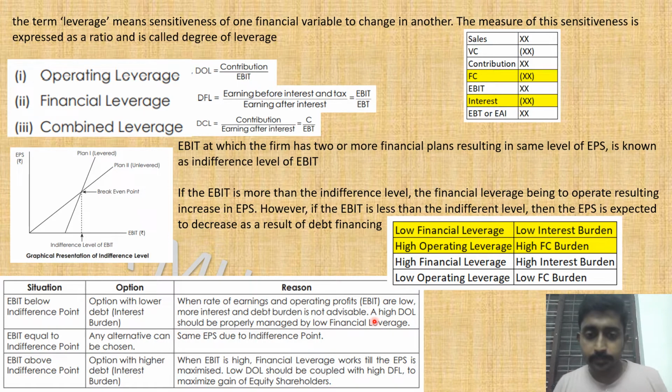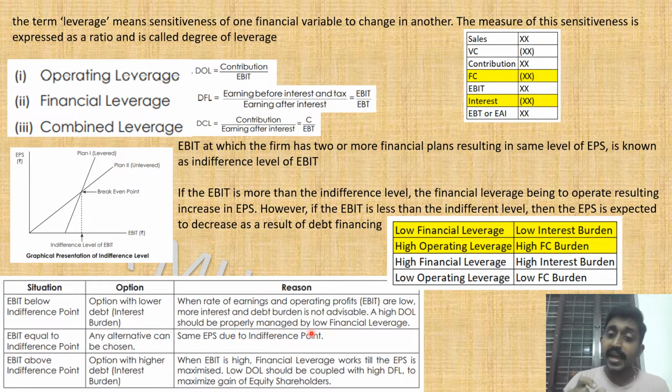So this is the choice we have to make when EBIT is lesser than the indifference point. When EBIT is more than the indifference point, you can go for the higher debt option also, because you have sufficient EBIT to pay your interest expenditure. You still have a cushion for accommodating more interest burden in your P&L. So you can go for higher debt burden also.